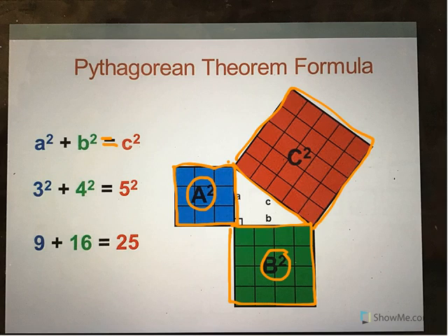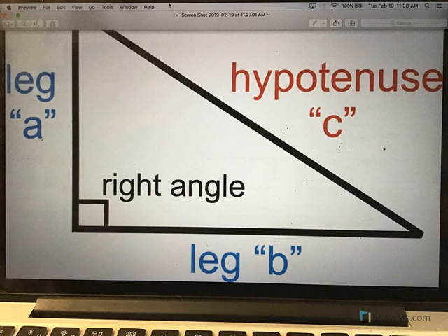So again, I find this length right here on a right triangle: A squared plus B squared will equal C squared. Again, only on right triangles. So what are the parts of the formula? You set A squared plus B squared equals C squared, and again, it's only for right triangles. On this triangle, this is your A, this is your B.